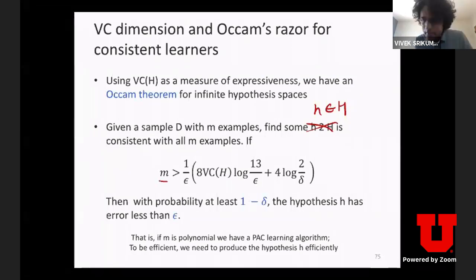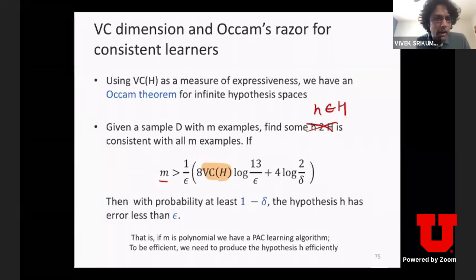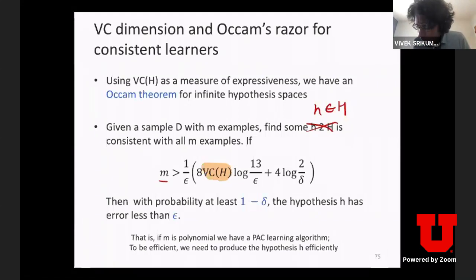If you have M examples, where M is more than this quantity here, and now everything gets more complicated, but what I want you to really focus on is just this thing here. If M is greater than that quantity, then with probability at least 1 minus delta, the hypothesis has an error less than epsilon. If M is polynomial in the dimensionality and all that stuff, then we have a PAC concept. To be efficient, we need to, of course, show that this can be learned efficiently.